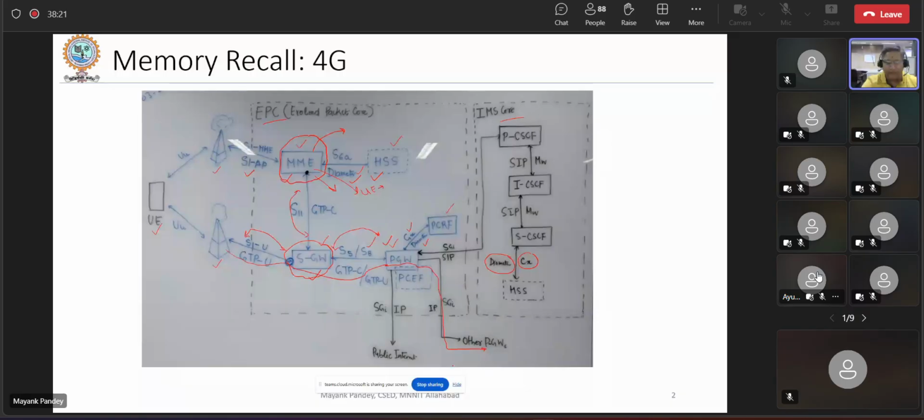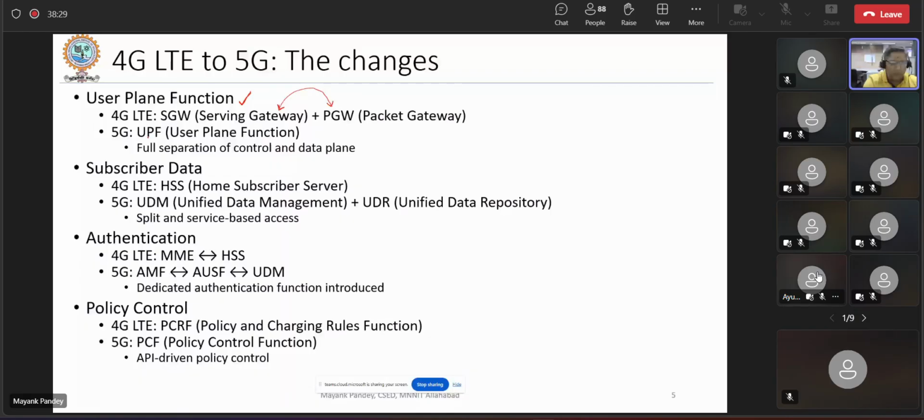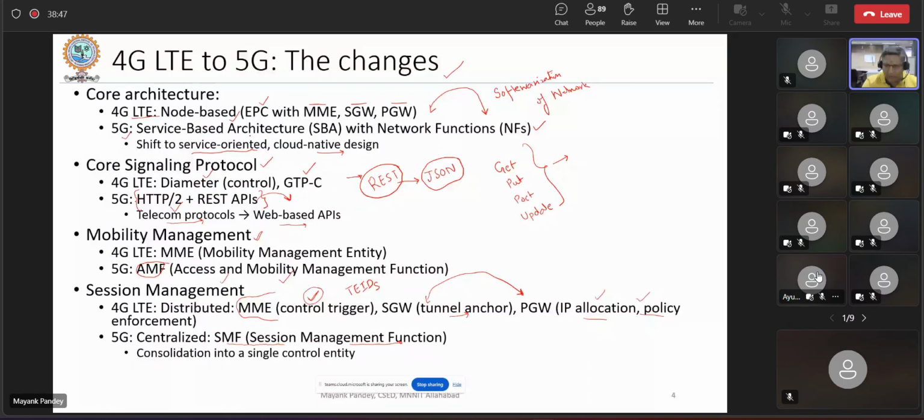Here in 5G, the user plane is concentrated into the user plane function. So again, there is no distribution. There is the UPF, user plane function. And now in this way, we can fully separate the control and data plane. Meaning when we talk about the AMF and SMF, these are control plane. And when we talk about the user plane function, this is data plane.